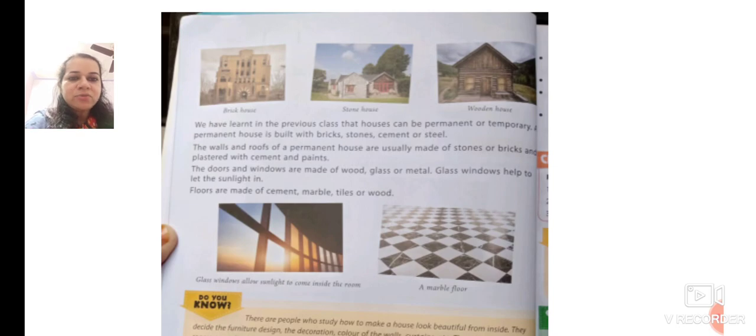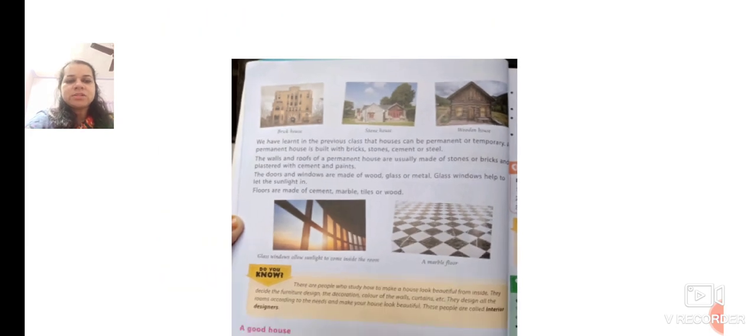So the walls and roofs of permanent houses are usually made of stones or bricks and plastered with cement and paints. The doors and windows are made of what? Wood, glass or metal. Glass windows help the sunlight come in. Floors are made of cement, marble tiles or wood. Wooden floors are also made in strong houses.